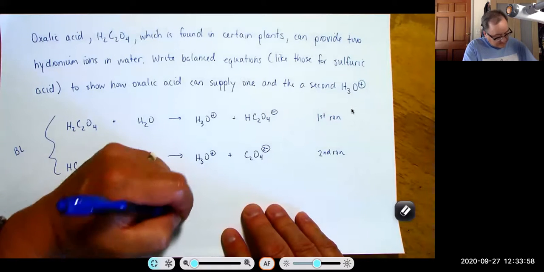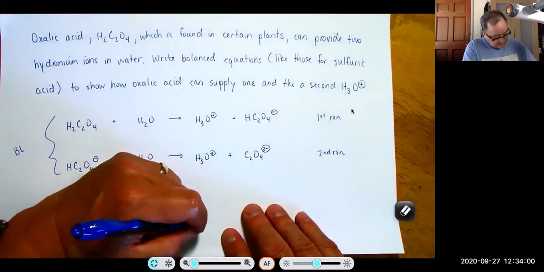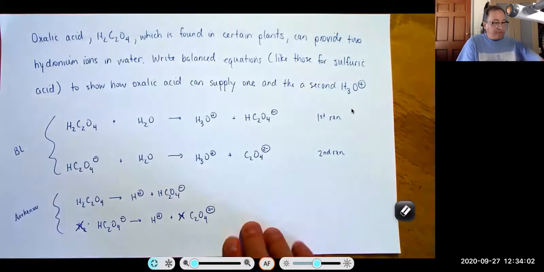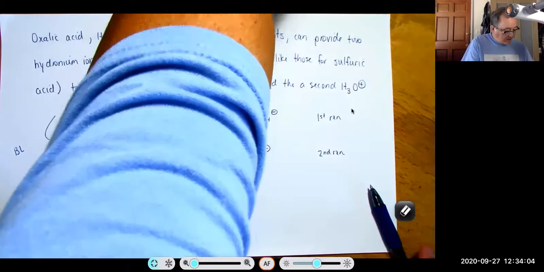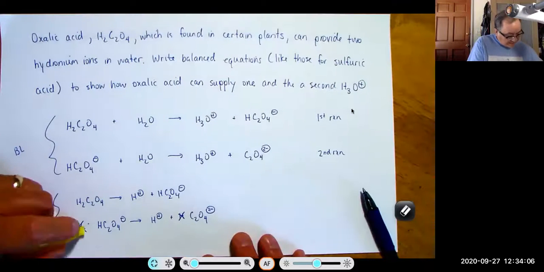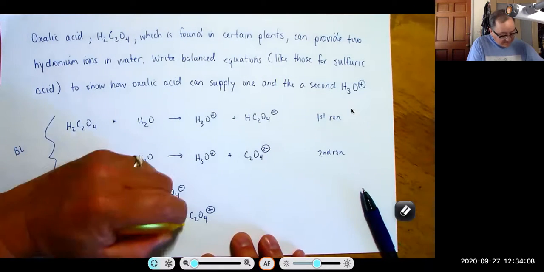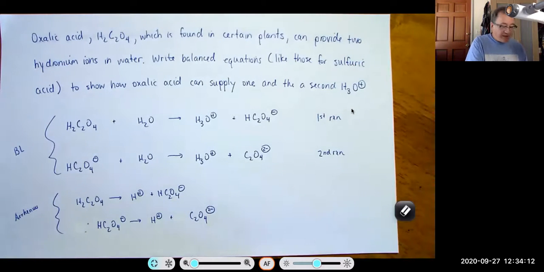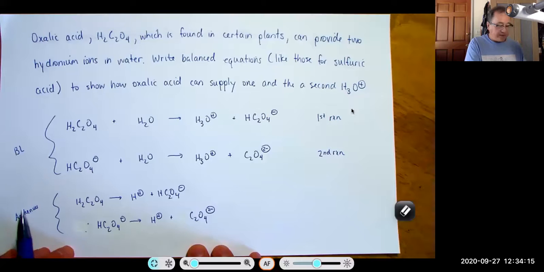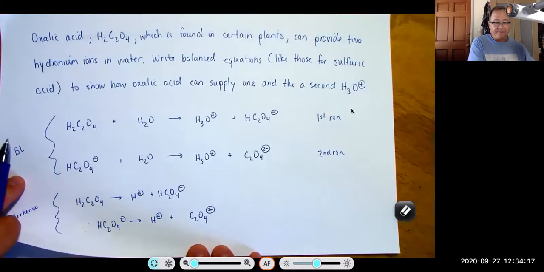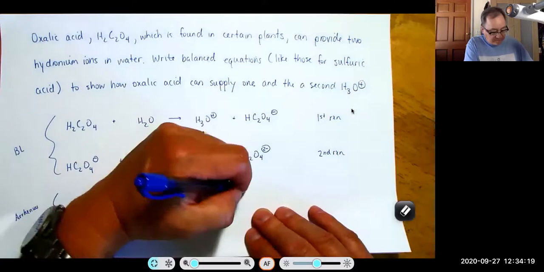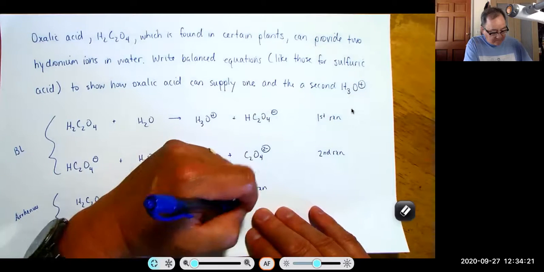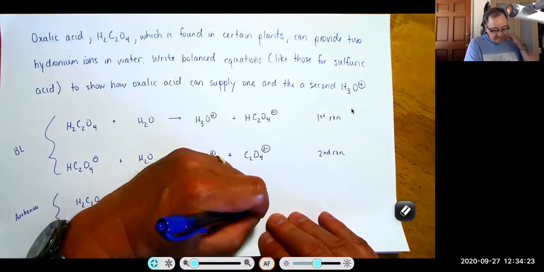Cross that out. So you can see that we essentially leave the water out of it and leave the hydronium ion out of it. And this is what you end up getting. So it's kind of a shorthand of the Bronsted-Lowry. Okay.